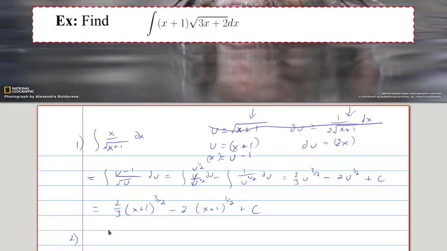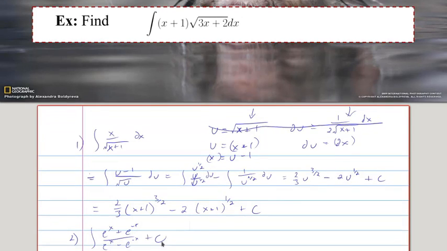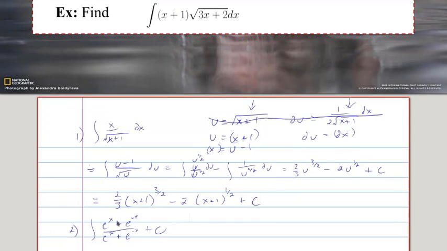So if you, well, let me rewrite it. e to the x plus e to the negative x over e to the x minus e to the negative x plus c. And I switched the plus and minus. So this is my plus and this is my minus on top. Okay.